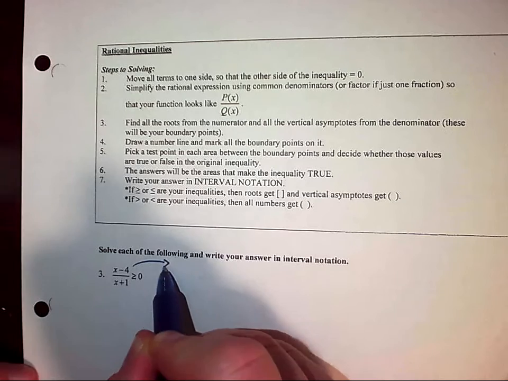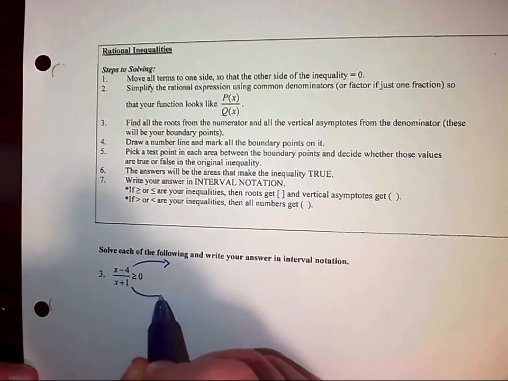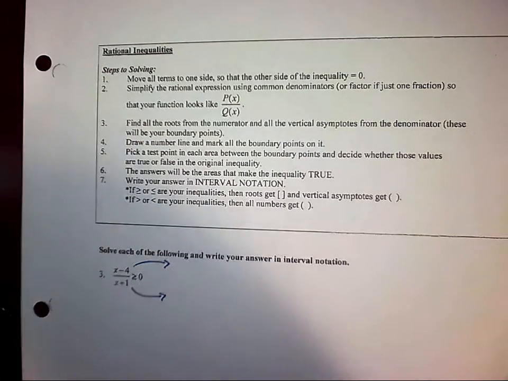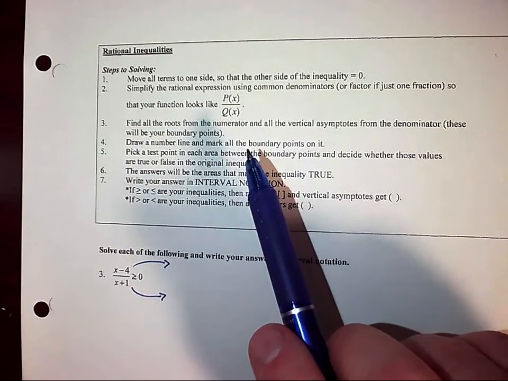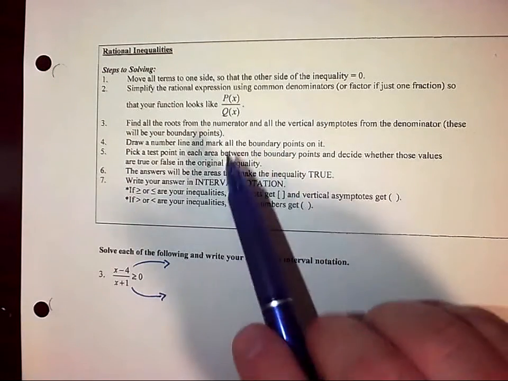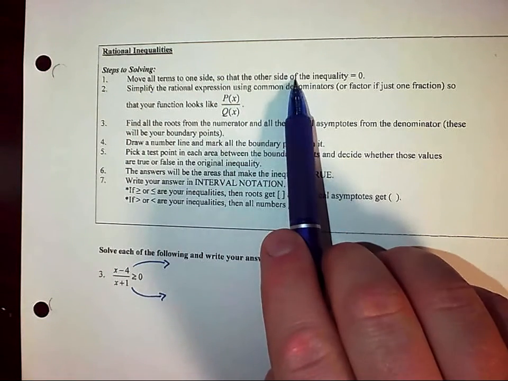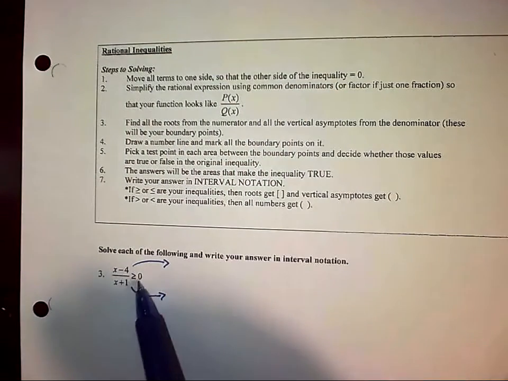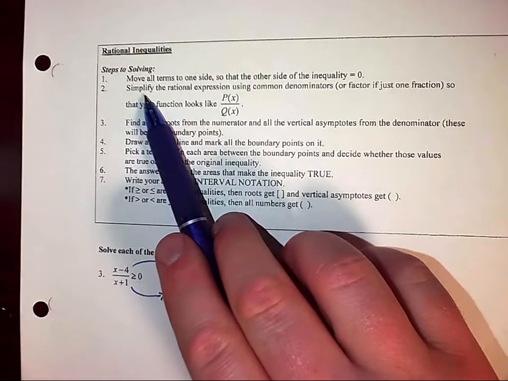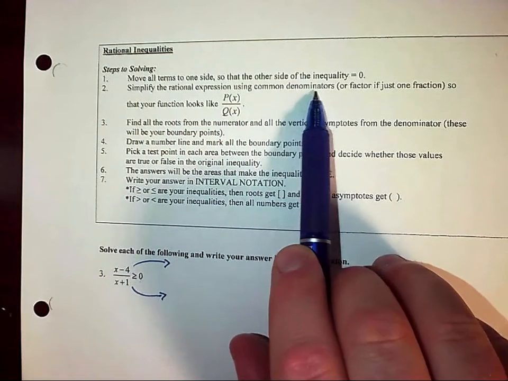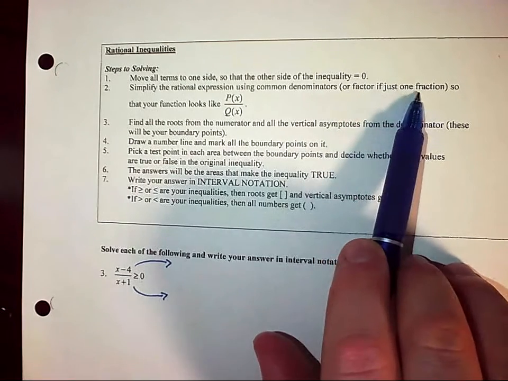We first look at what's going to make the numerator equal to 0. And we also look to see what's going to make the denominator equal to 0. And then we'll put those things on a number line. But just like we did before, let's briefly go through this definition, because these steps are pretty good. It says move all terms to one side so that the other side of the inequality is equal to 0, which we already have right here. Simplify the rational expression using common denominators or factor if it's just a fraction.